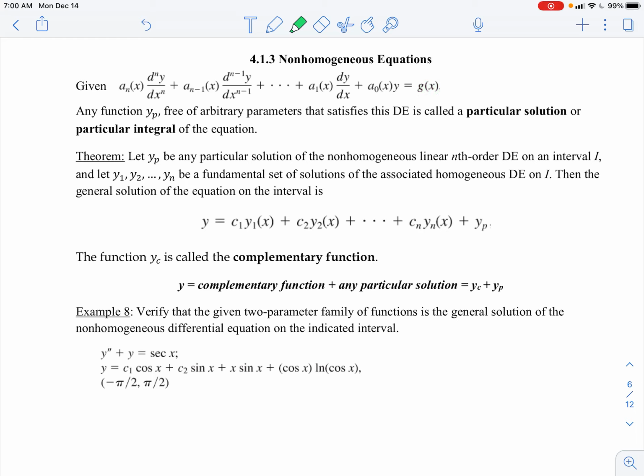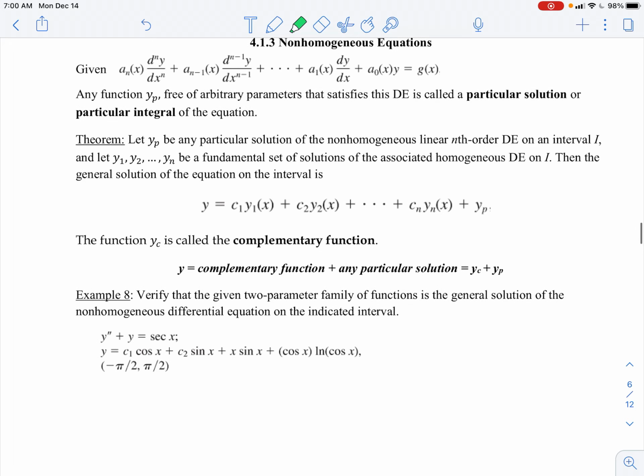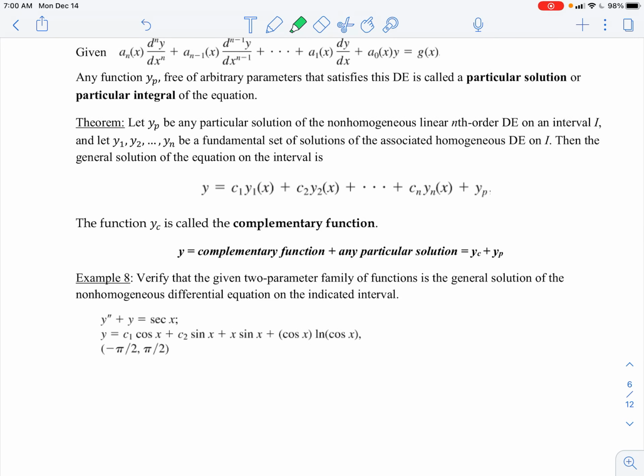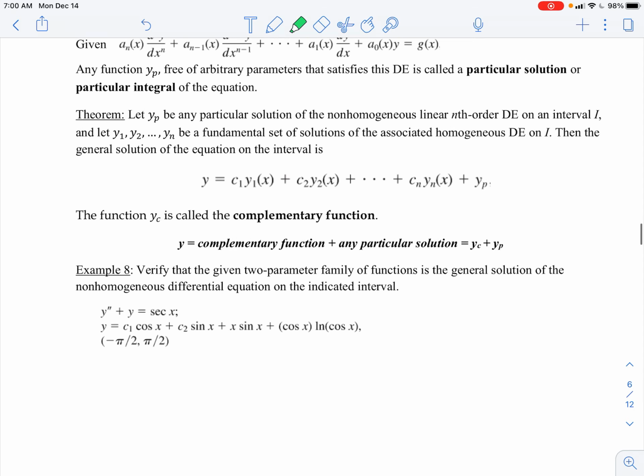So any function yp free of arbitrary parameters that satisfies this differential equation is called a particular solution or particular integral of the equation. So theorem. Let yp be any particular solution of the non-homogeneous linear nth order differential equation on interval I, and let y sub 1, y sub 2, all the way to y sub n be a fundamental set of solutions of the associated homogeneous differential equation on I. Then the general solution of the equation on the interval is going to be y equals c sub 1 y1 of x all the way up to c sub n yn of x plus y sub p, that particular solution.